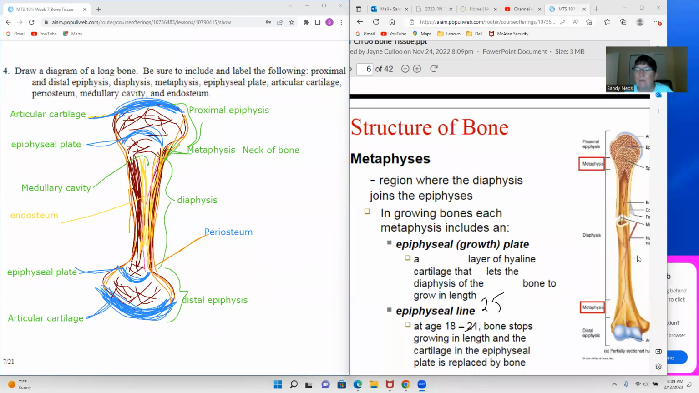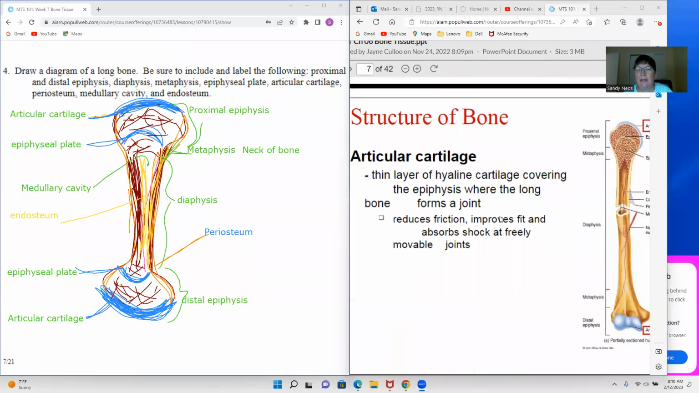But the neck portion is called the metaphysis. Metaphysis. So let me erase this 25, but you should know it's 25, not 21. All right, that being said, let's go to the next slide.